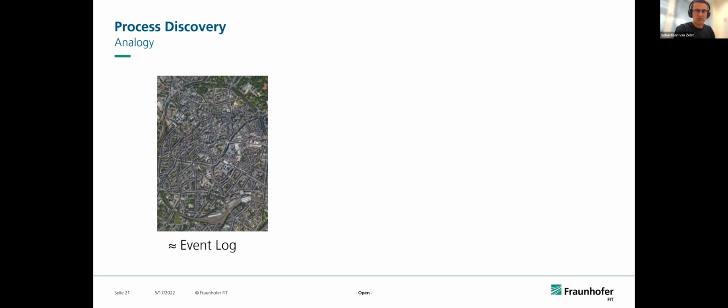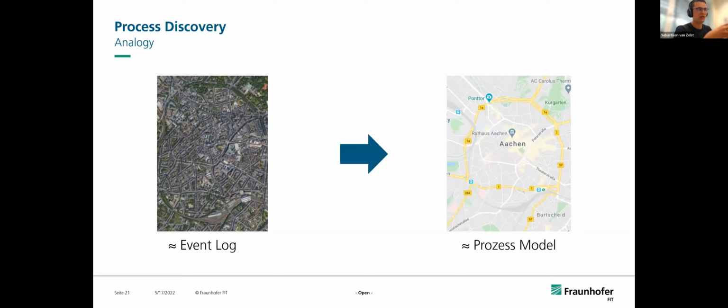Now, what we want to do in process discovery is translate this picture into a model, a process model. This model is intended, like any model, to represent reality. And like any model, a process model is going to abstract from certain details that you would see in reality but cannot see in the model. So that's why it's a nice analogy.